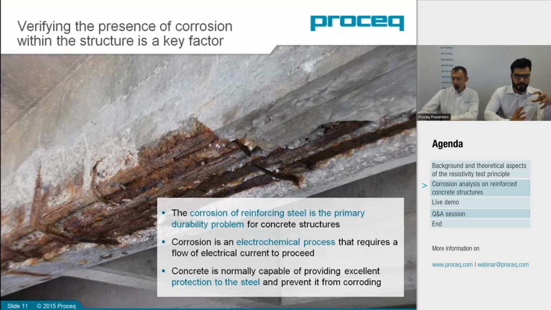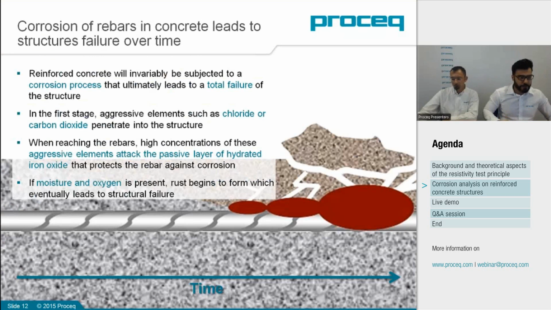Corrosion is actually an electrochemical process that requires the flow of electrical current in order to proceed. So concrete is, in fact, very capable of providing excellent protection to the steel and preventing it from corroding. Later on, Guido will break down, besides the physical protection, the chemical protection that concrete provides to the steel because of its alkalinity.